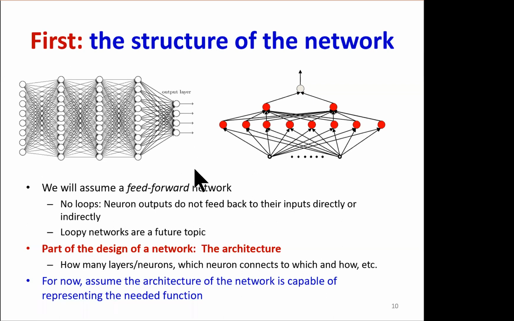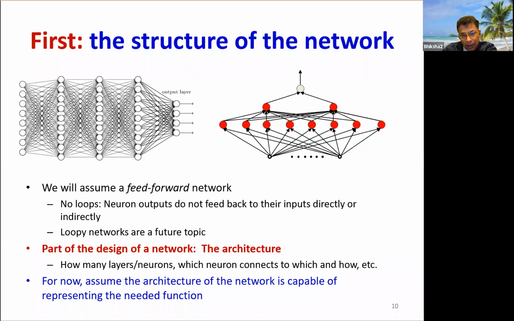Remember that we saw in the last class that if the network doesn't have a sufficient architecture, it simply cannot approximate the function. We simply cannot model the function. Here we're going to assume that the architecture is given and is capable of representing the function. That's the assumption we can work with.